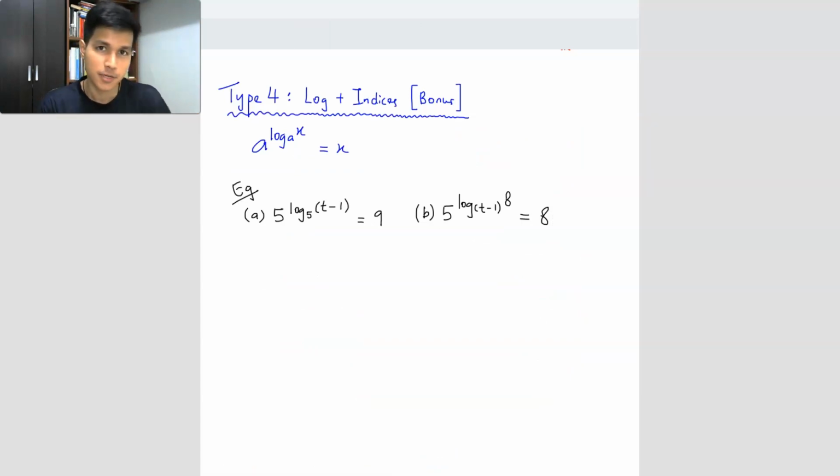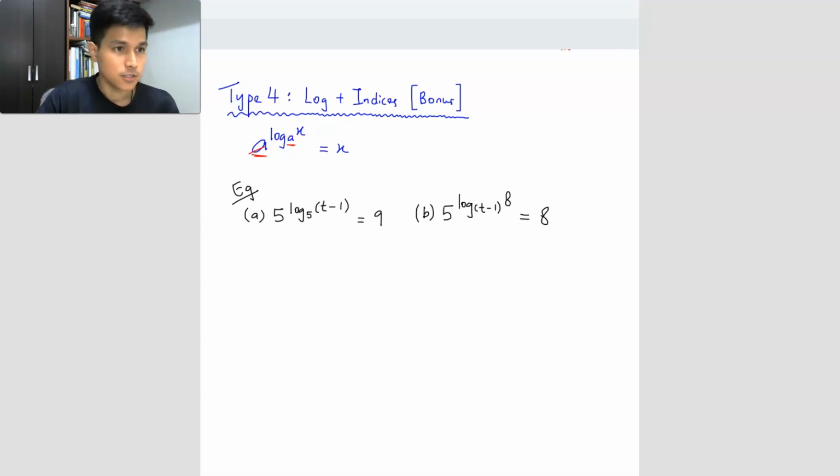Alright. So the last type that I want to show you guys here is when you have log plus indices. This is a bonus one that I want to share because it's not so common, but I think it will be useful for you guys. So when you notice that the log now becomes the power, you see all this while we solve log as the basic form, right? Now you're going to have log as the power of an indices, of a number. So when you notice that the base of the log is the same as the base number of the indices, you can eliminate both of them, so your answer is x.